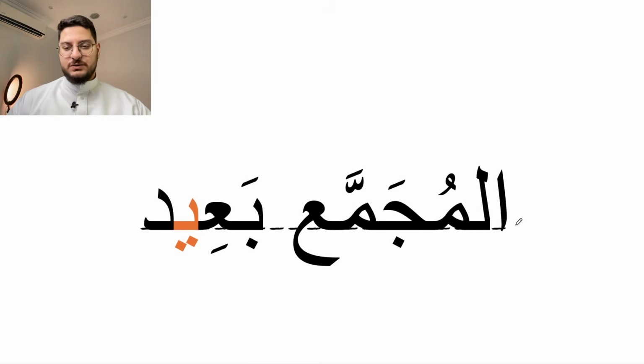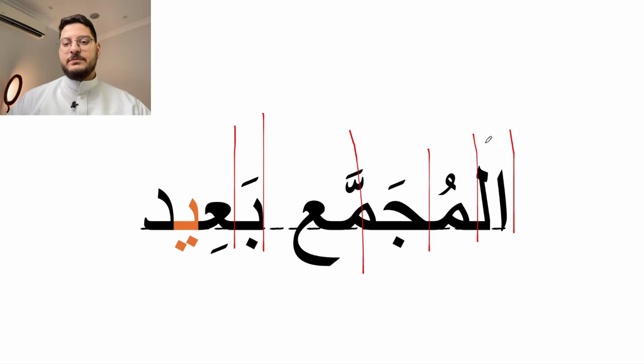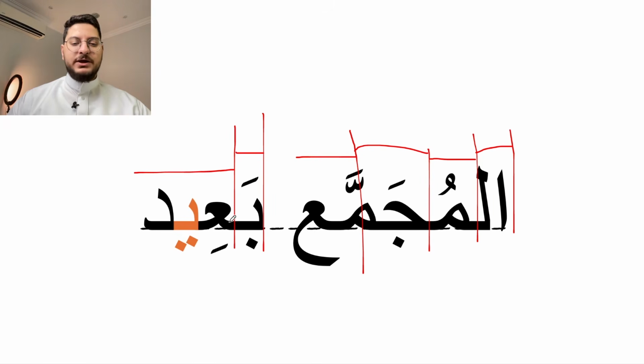طيب, let's look at the next one. Let's split this into syllables. طيب, the first syllable is il, and then mu, and then jam, ma, il mujamma, which means the compound, and then ba, eid. Again, we have the vomiting one here. Ba'id, and ba'id means far away. So il mujamma ba'id means the compound is far away.